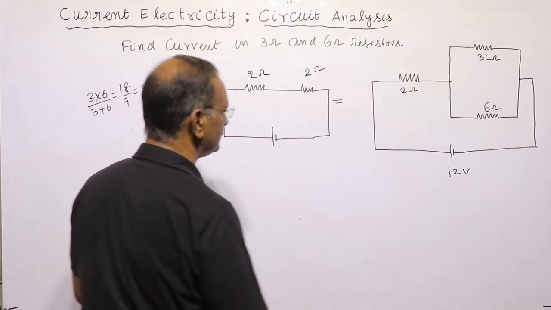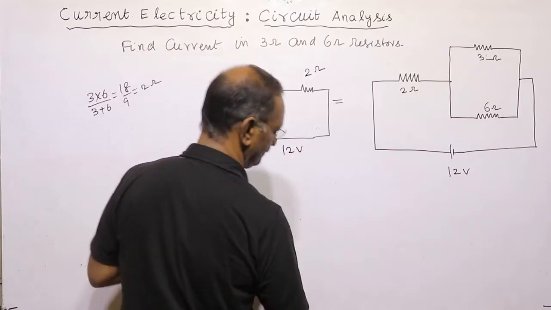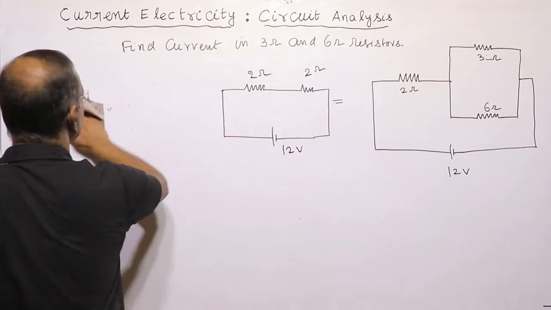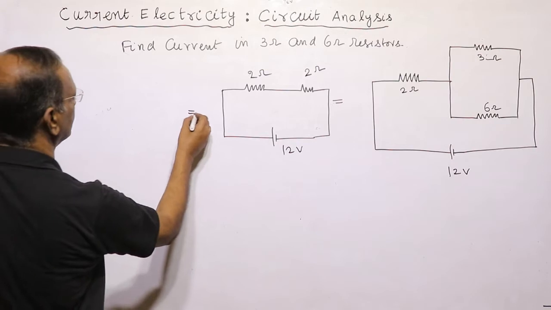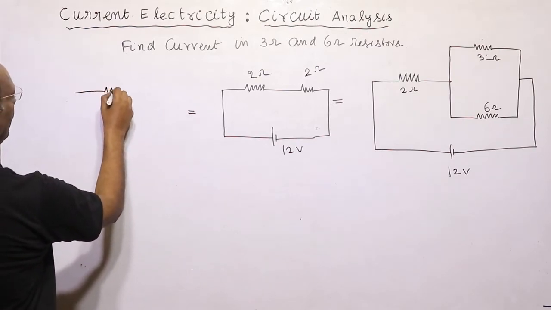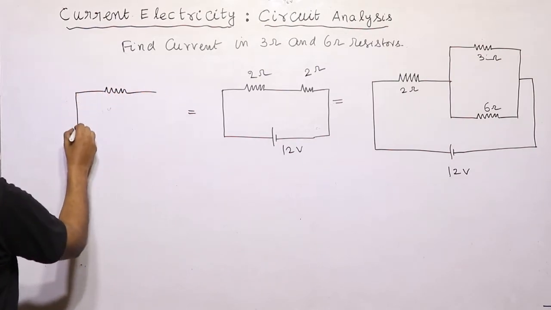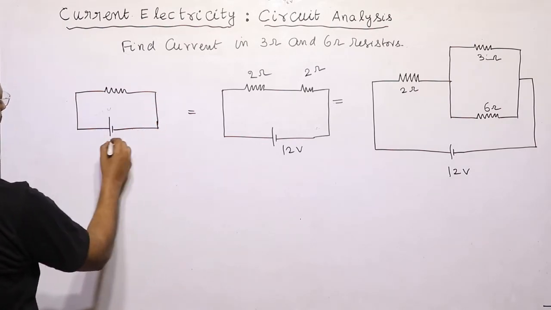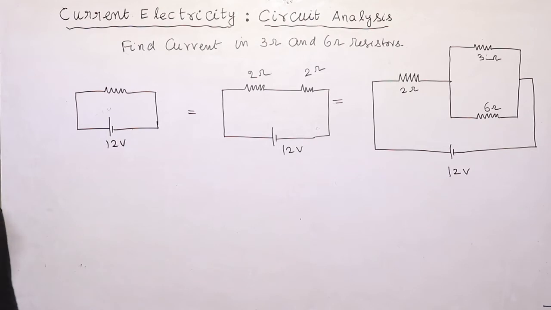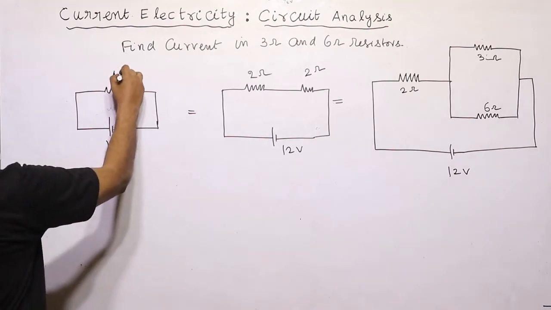So now this is 12 volt. Now this and this are in series. This and this are in series, they are the equivalent circuit. So R equivalent is, series means we have to add, 2 plus 2 is equal to 4 ohm, with 12 volt.